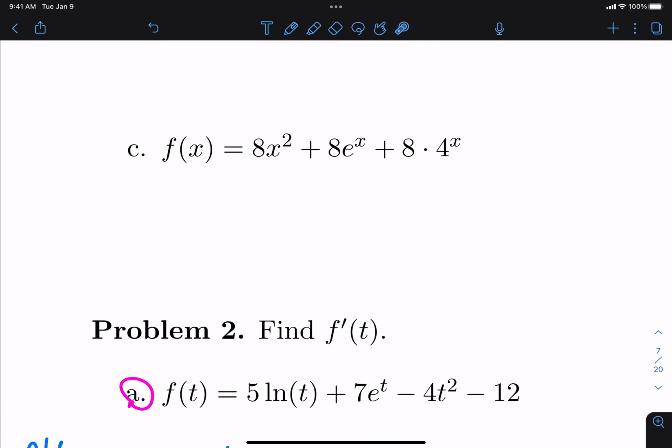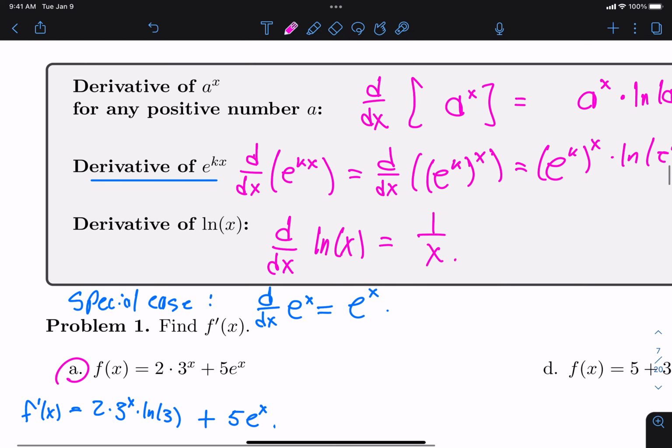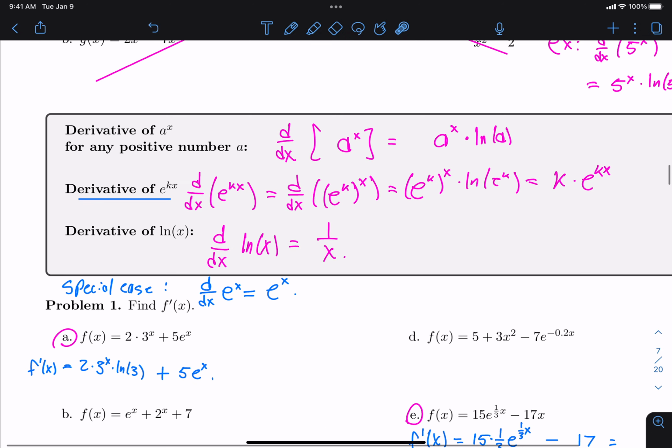So the sum rule says I can just do the derivative of each one of these pieces and write them down and then keep the pluses in between. The first one becomes 16x by the power rule. Now plus. The 8 by the constant multiple rule is going to hang out, and then I need to multiply by the derivative of e to the x. What is the derivative of e to the x? It's just e to the x again. If you want, you can apply the e to the kx rule, where k is 1. So we would get 1 times e to the 1x, which is just e to the x.